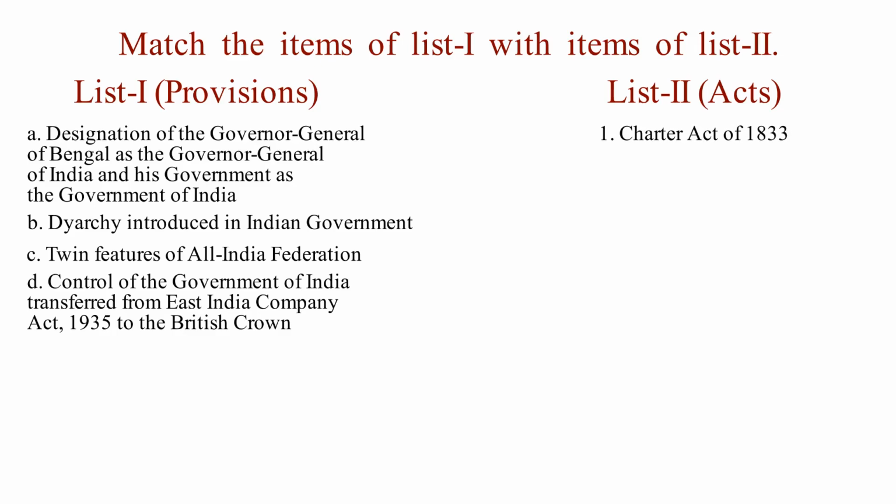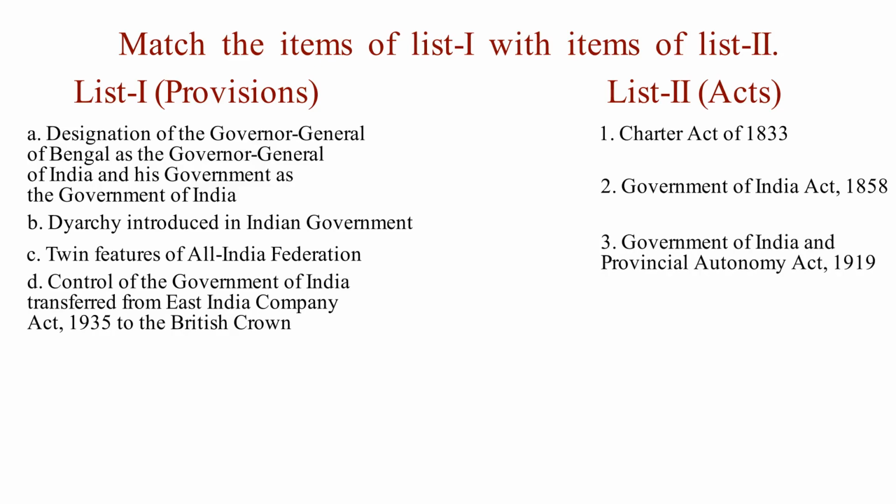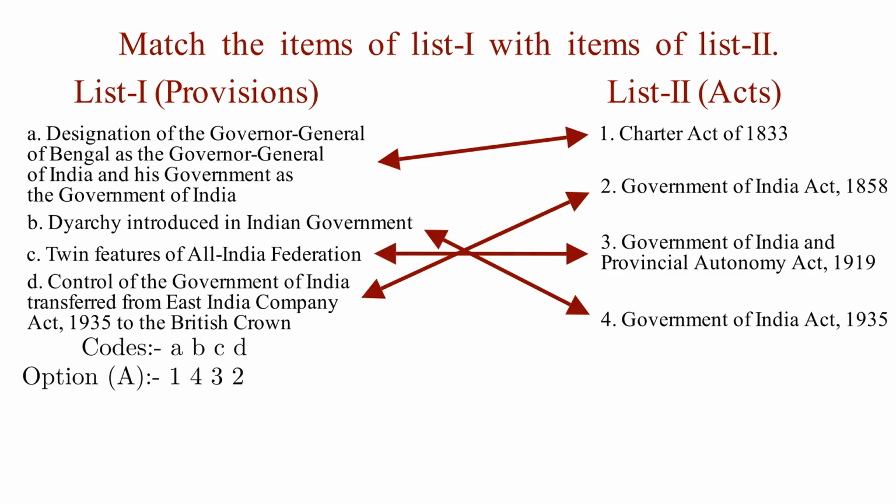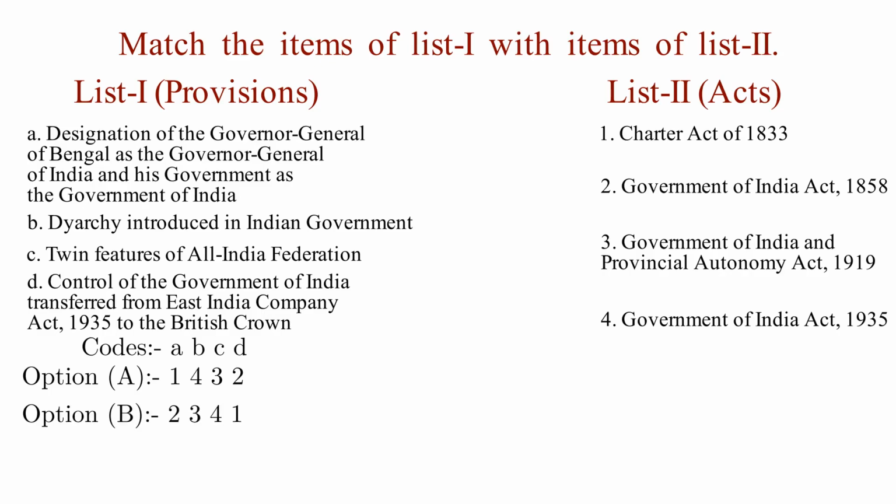Item 1 is Charter Act of 1833. Item 2 is Government of India Act 1858. Item 3 is Government of India Act 1919. Item 4 is Government of India Act 1935. The option A is 1, 4, 3 and 2. And its combinations will be something like this. The option B is 2, 3, 4 and 1.